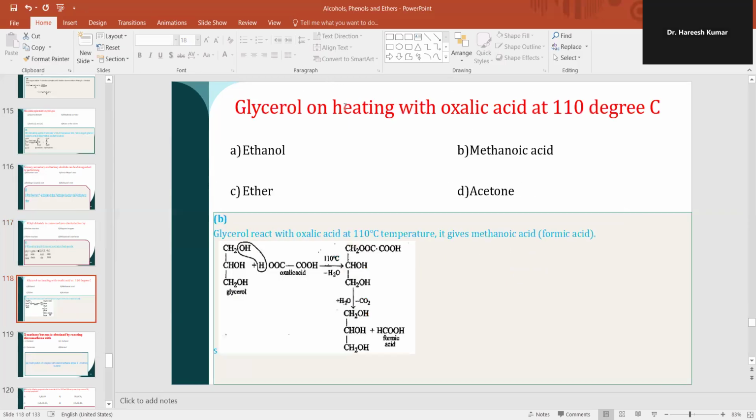Let's take another question. So glycerol on heating with oxalic acid at 110 degrees centigrade will give you methanoic acid. Methanoic acid is nothing but formic acid. This initially forms an intermediate like this, and this undergoes dehydration as well as decarboxylation, giving formic acid. Formic acid IUPAC name is methanoic acid.